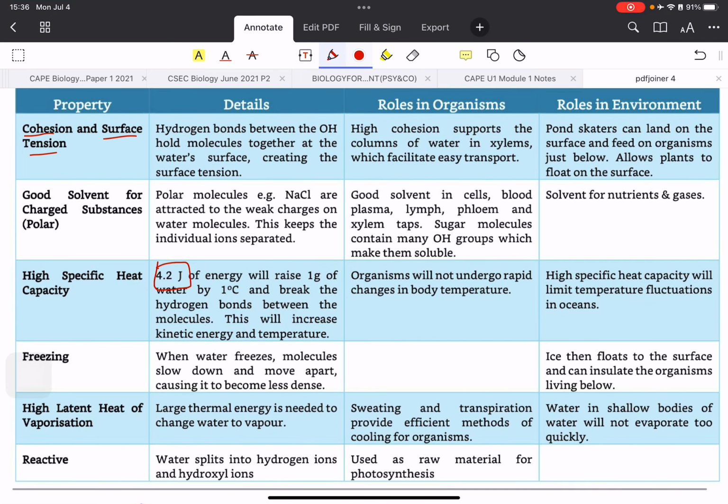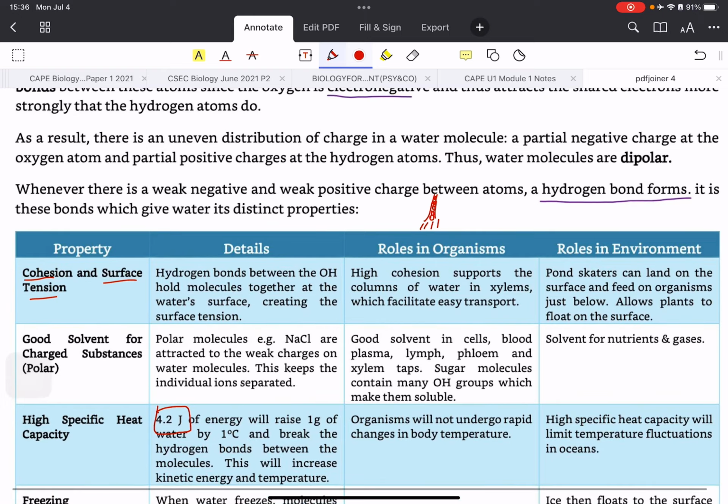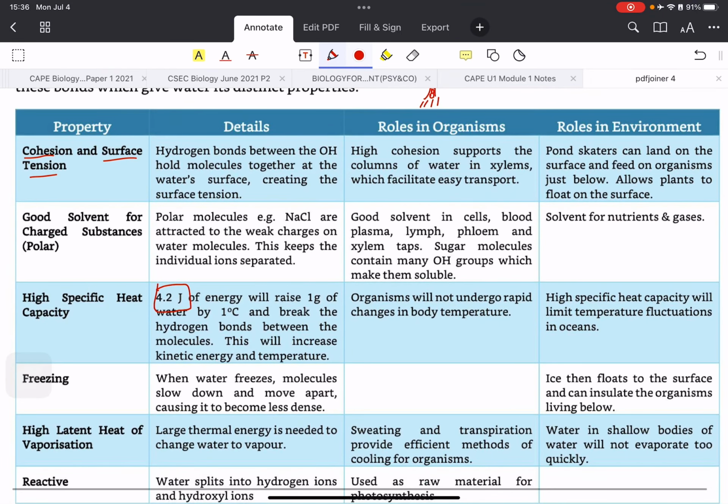So it's these 6 properties of water that make it essential for life, and this will form the majority of all the questions on water. We'll be dealing with some amount of properties here. Okay, and really there is nothing much more to tell you on water.